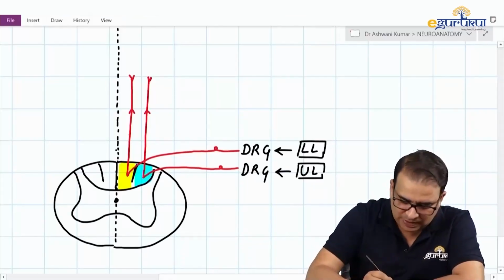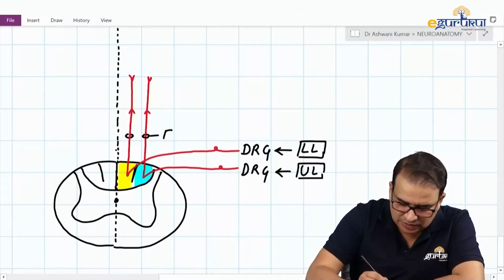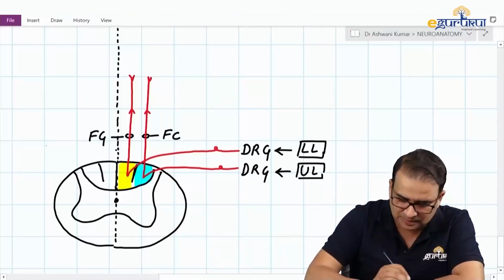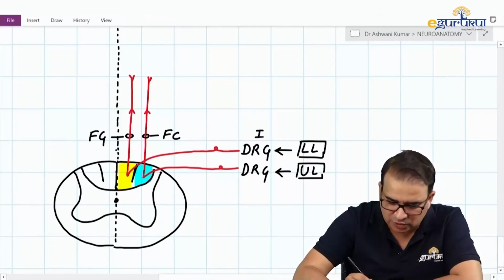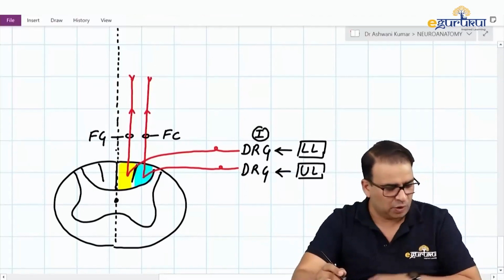I know some questions might be coming to your mind. We'll answer it. Now, first, this is the fasciculus cuneatus. I'm writing FC here, and this is fasciculus gracilis. Dorsal root ganglia was which order neuron? They were obviously first order neuron. They were all first order neuron.